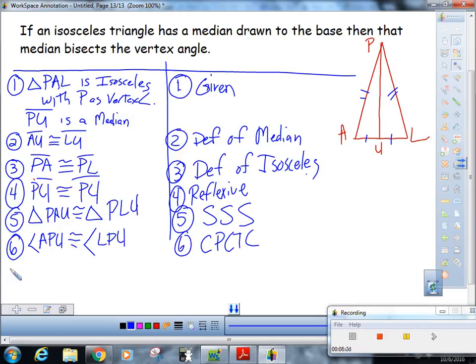And finally, I can say that PU bisects angle APL, and my reason will be definition of bisects.